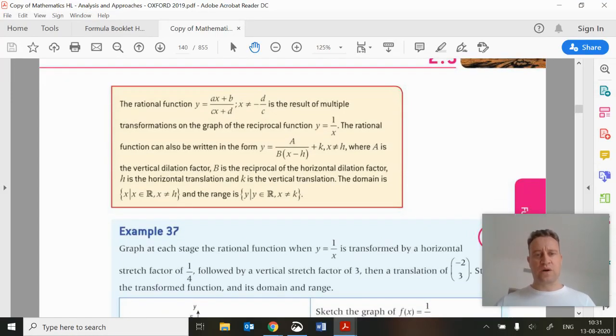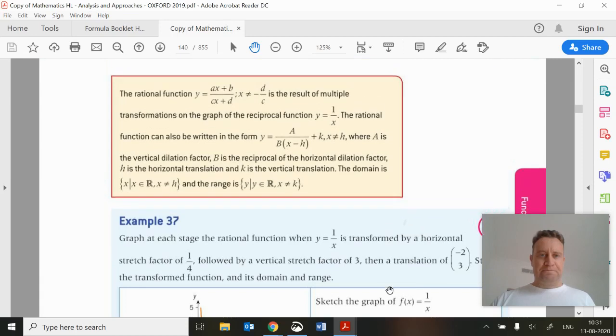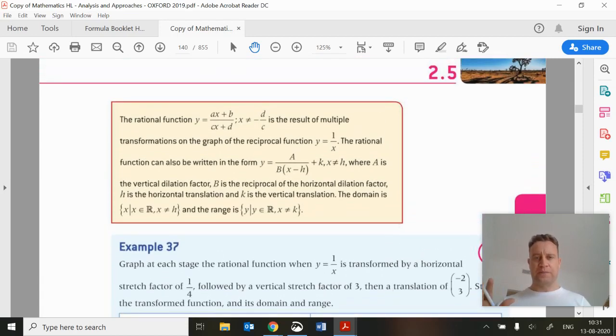We are about to work on the examples, which are building up towards exercise 2R in the HLAA Oxford coursebook. This is dealing with rational functions, and in particular, rational functions which are linear function over a linear function, and rewriting them as reciprocal functions, and then considering the transformations from the original reciprocal function, 1 over x, which will take you to the equivalent reciprocal function which you have for the rational function. A lot of words there, but it will become straightforward when we go through all of this.